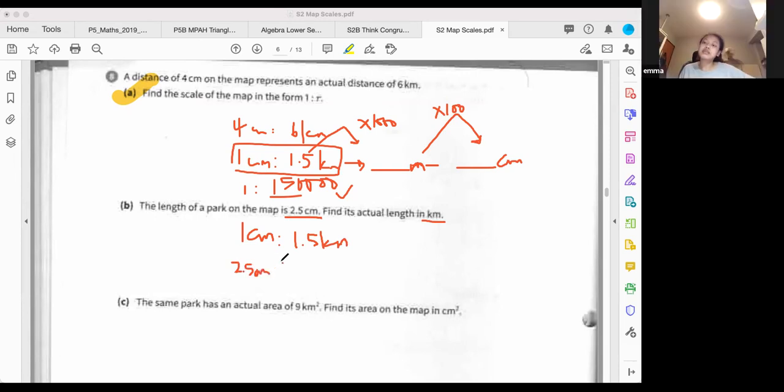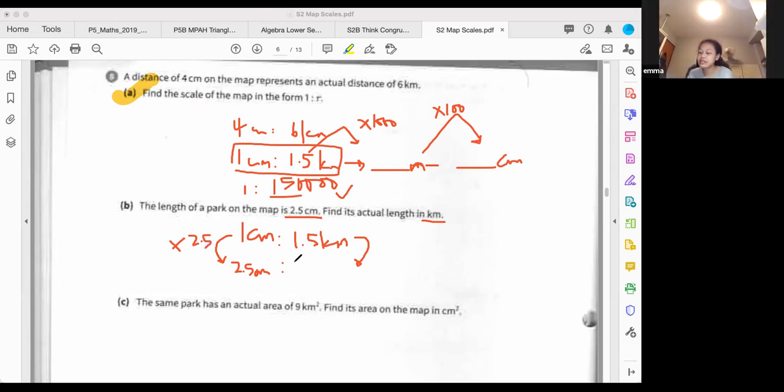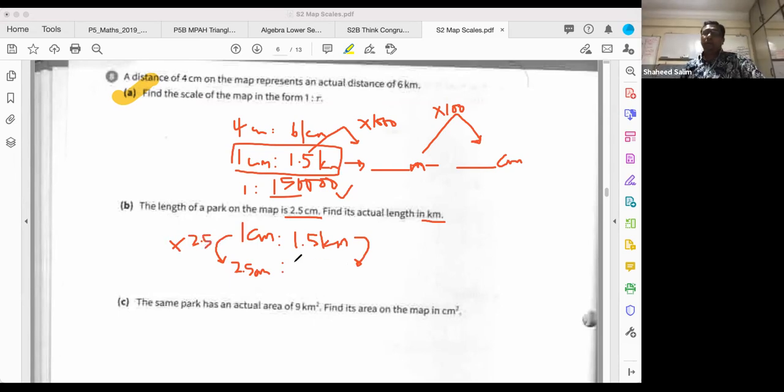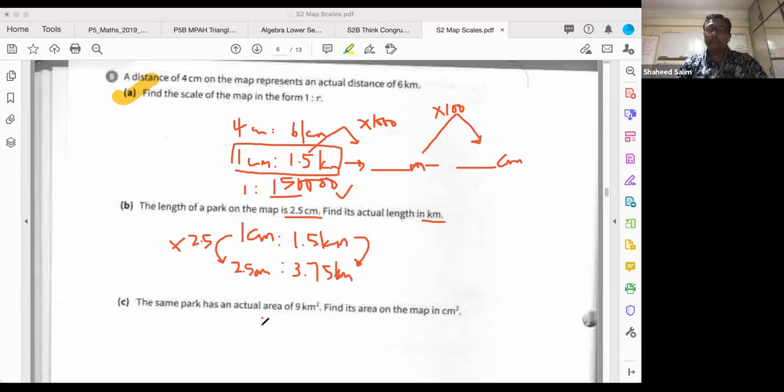0.6. Cannot be. From 1 to become 2.5, you times by what? 1 times what? 2.5. Times 2.5. So the other side times 2.5. So now I divided. Oh, divided. Okay, then you're gonna 0.75. 3.75. Yes. Now, you must tell me, can you tell me now what is the scale for area?